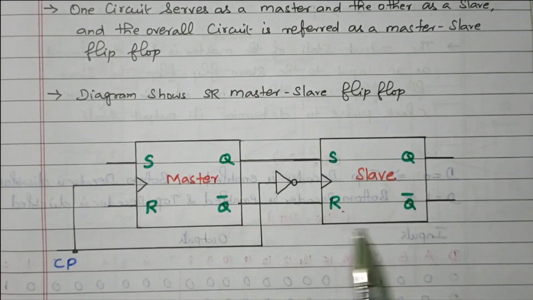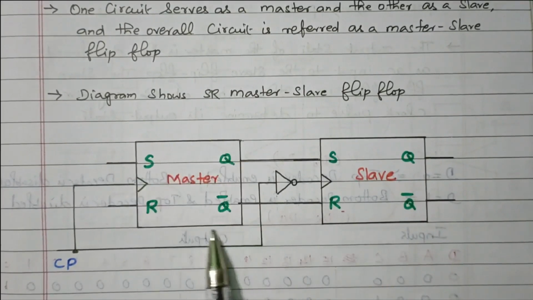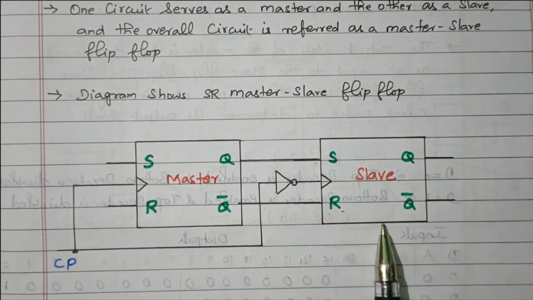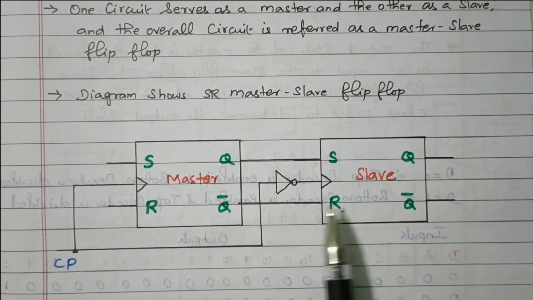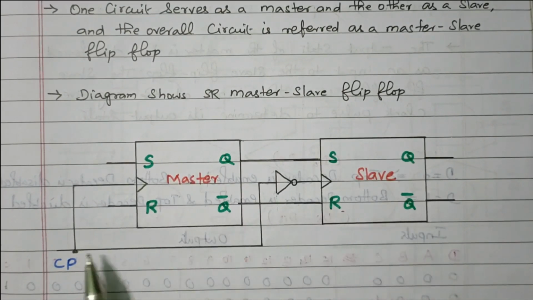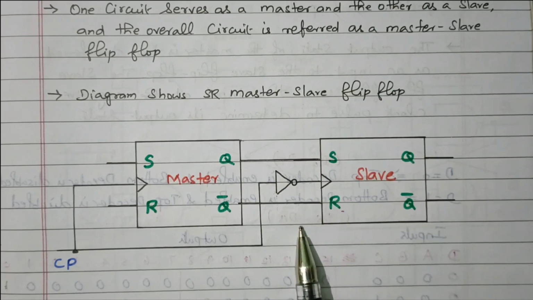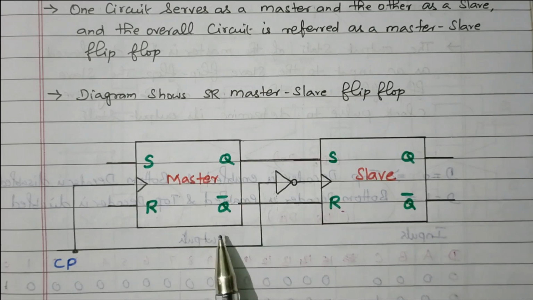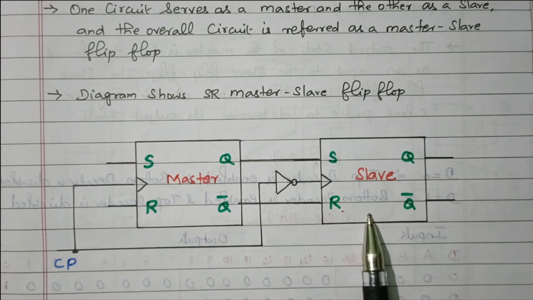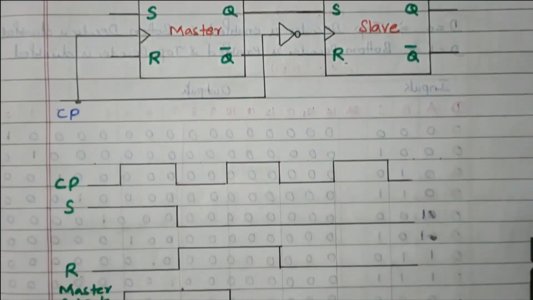So this is the master slave SR flip-flop. This is one SR flip-flop. This is the second SR flip-flop. The first one acts as the master, the second one acts as the slave. The clock pulse is given to the first flip-flop. The inverted clock pulse is given to the second flip-flop. So that the race around condition does not exist between master and slave. That is our main objective. To avoid the race around only, we are adding this master slave flip-flop. Two flip-flops are connected in series with the inverted clock pulse. Now we'll see the condition of the clock pulse.